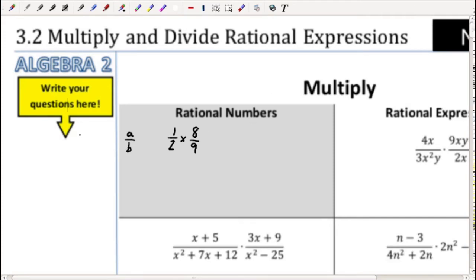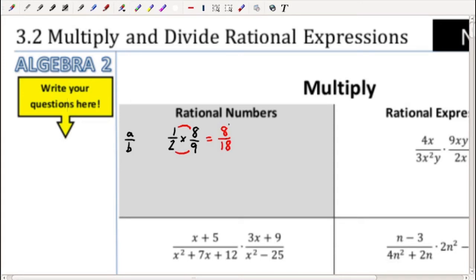Multiplying rational numbers. Remember, a rational number is just an integer divided by another integer, or one number over another. It's just a fancy way of saying a fraction. So here's an example where we have 1/2 times 8 over 9. And if you remember how fraction multiplication works, we multiply the top times the top, so 1 times 8 is going to give us 8, and the bottom times the bottom, 2 times 9, is going to give us 18.